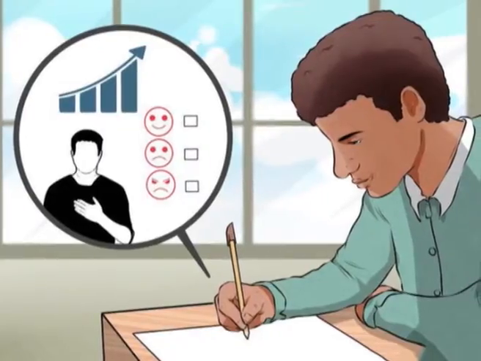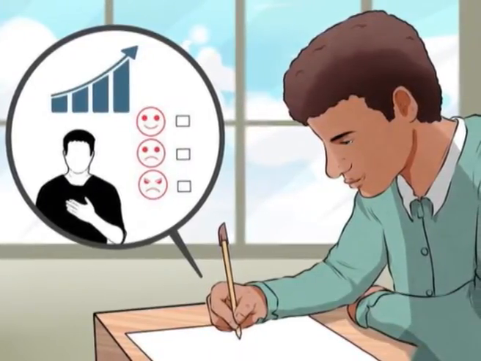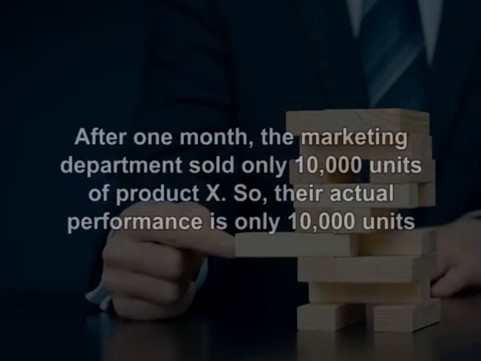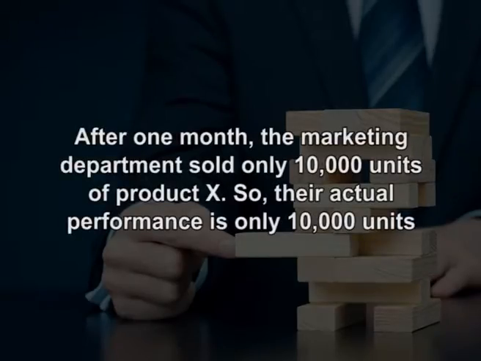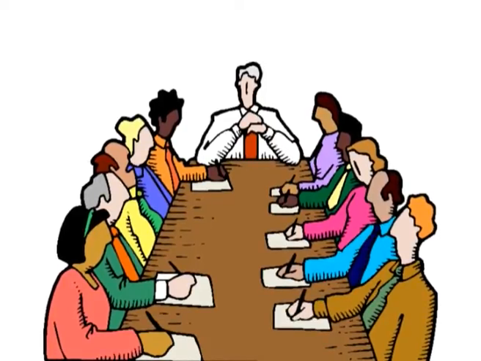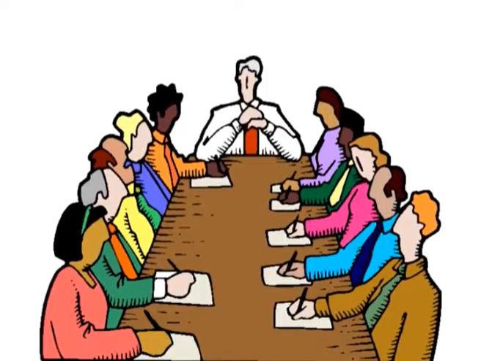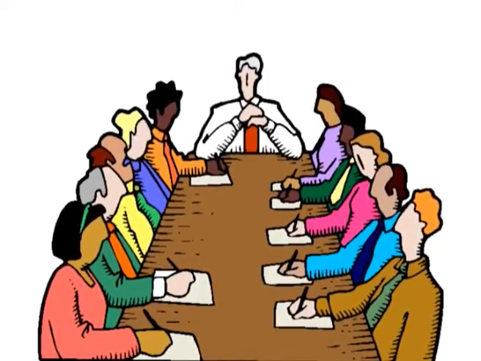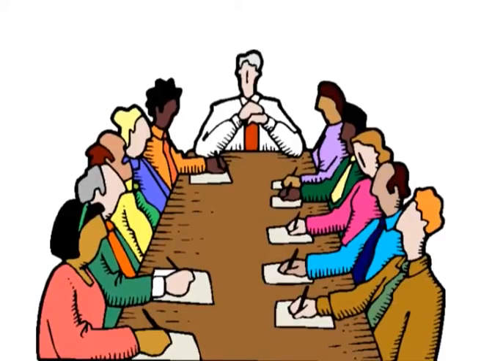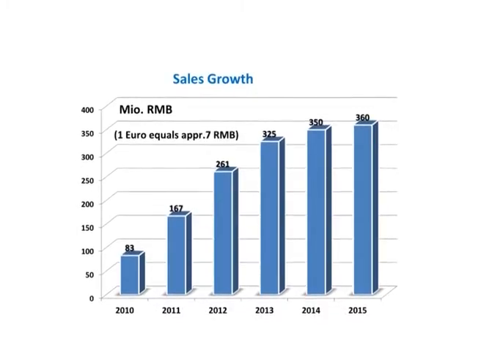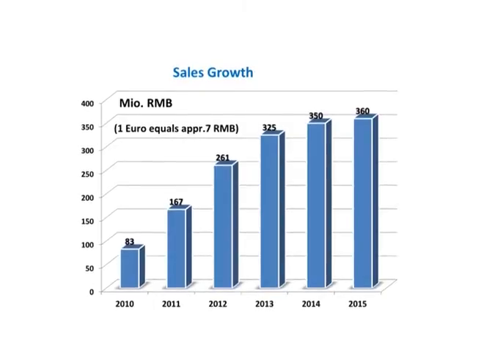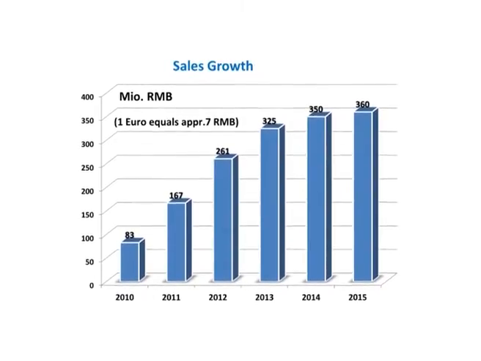There are many traditional and modern techniques for measuring the performances of subordinates. For example, after a month, the marketing department sold only 10,000 units of product X, so their actual performance is only 10,000 units. Most organizations prepare formal reports or performance measurements that managers review regularly. These measurements should be related to the standards set in the first step of the control process. For example, if sales growth is a target, the organization should have a means of gathering and reporting sales data.